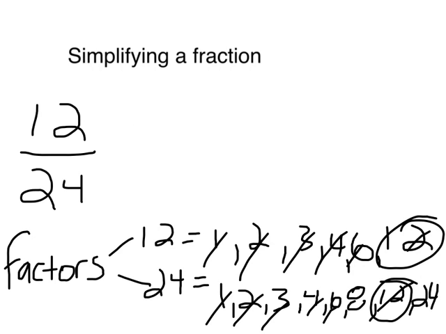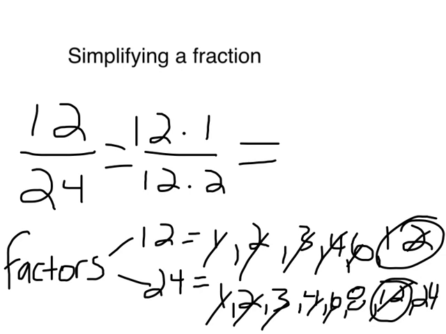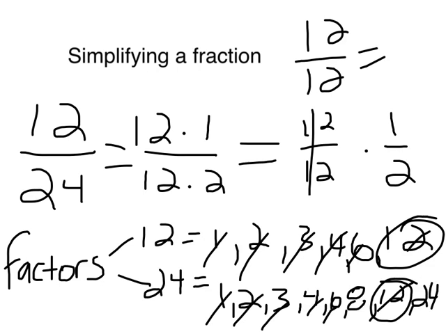So I know that the top one is equal to 12 times 1, and the second one is equal to 12 times 2. If I multiply 12 times 2, I get 24, so I know it's equal. If I break that fraction up, because you can do that since multiplication is commutative, I get 12 over 12 times 1 over 2. But 12 over 12 is equal to 1, so I can get rid of that completely. Goodbye, because that equals 1. I even write that up here, 12 over 12 equals 1, which gives me 1 times 1/2. So my answer just becomes 1/2, and this 12 over 24 fraction equals 1/2.